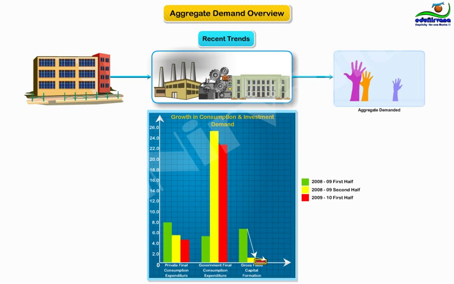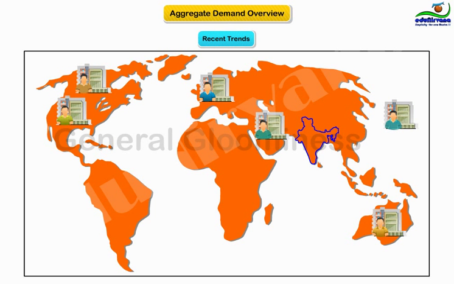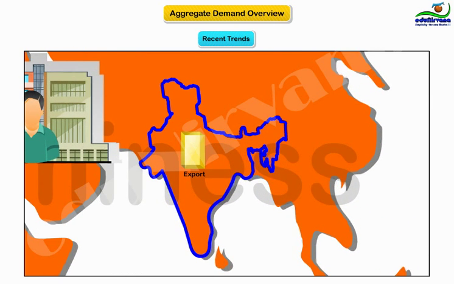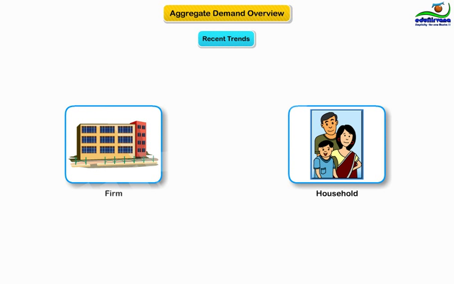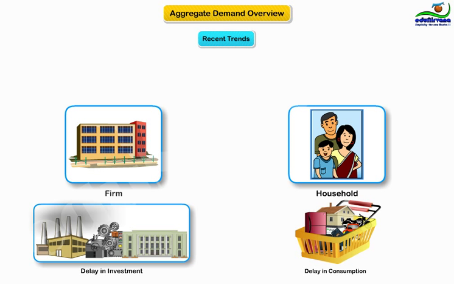Because of general gloominess among firms and households in the rest of the world, especially the US and Europe, which are major export destinations for India, the demand for exports went down, as a result of which net exports decreased significantly. As we know, when firms and households become pessimistic about the economy's health, they delay their consumption and investment respectively, as a result of which the economy enters into a downward spiral.